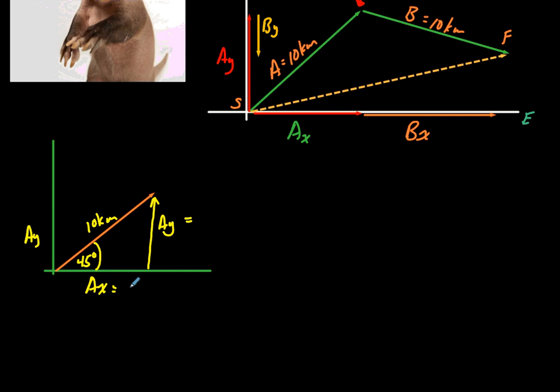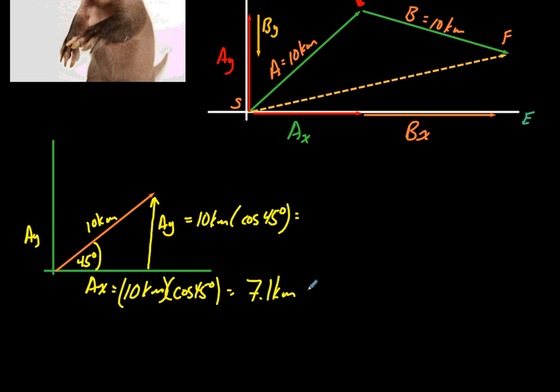So we're going to be able to solve for that as 10, that's the hypotenuse, kilometers, times the cosine 45 degrees, and AY, which is 10 kilometers times the cosine of 45 degrees. And you'll find that those values both equal the same. So we get about 7.1 kilometers towards the east, and 7.1 kilometers towards the north. So we can actually just add that in right here. 7.1 and 7.1. So north and east.